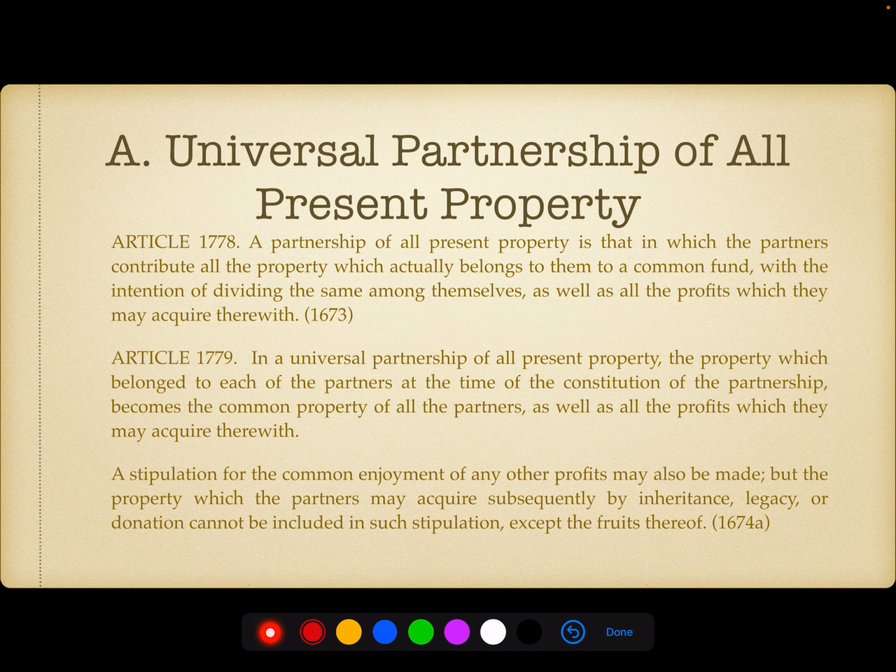1779 further elaborates that in a universal partnership of all present property, the property which belonged to each of the partners at the time of the constitution of the partnership belongs to the common property of all the partners, as well as all the profits which they may acquire therewith. A stipulation for the common enjoyment of any other profits may also be made, but the property which the partners may acquire subsequently by inheritance, legacy, or donation cannot be included in such stipulation except the fruits thereof. So, note that here, it talks about all the present property of the partners which belongs to them at the time that they enter into the partnership contract.